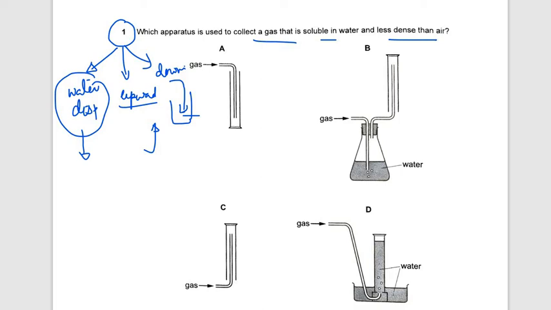Okay, now let's see the options. You have the option soluble in water. It means I cannot use the water displacement method, as it will dissolve in water, so this option is already gone. Now, less dense than air means what? It will go up because it has low density. So option C is the only correct one, where you are saying the right thing.